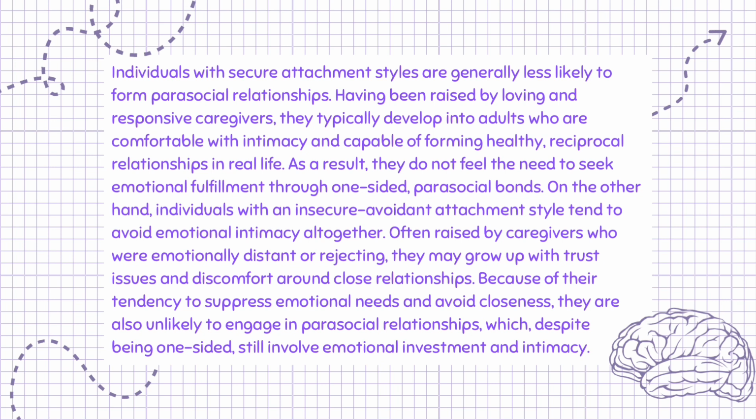On the other hand, individuals with an insecure avoidant attachment style tend to avoid emotional intimacy altogether. Often raised by caregivers who were emotionally distant or rejecting, they may grow up with trust issues and discomfort around close relationships. Because of their tendency to suppress emotional needs and avoid closeness, they are also unlikely to engage in parasocial relationships, which, despite being one-sided, still involve emotional investment and intimacy.